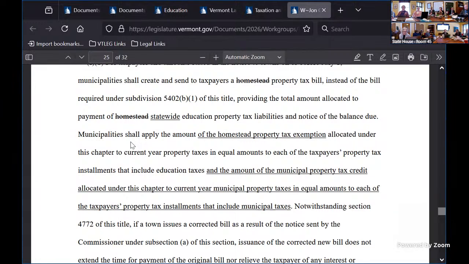I think this is consistent with the existing approach, and that there was a way to reference this generically under existing law, because we could just call out credit, and that captured both the education property tax credit and the municipal property tax credit. So the new language that you see here is, I would describe as a conforming change. I don't think this is a substantive update, but just making clear that those are applied across installments.